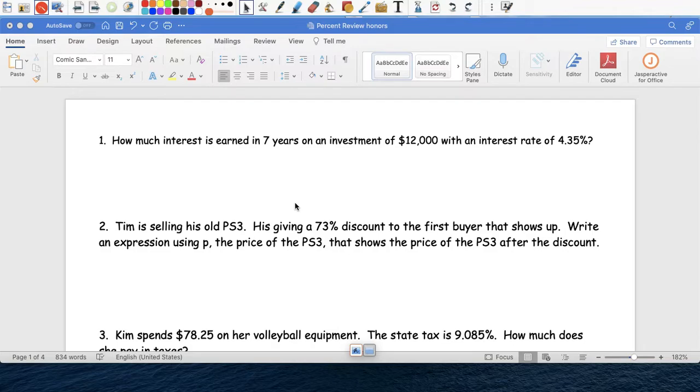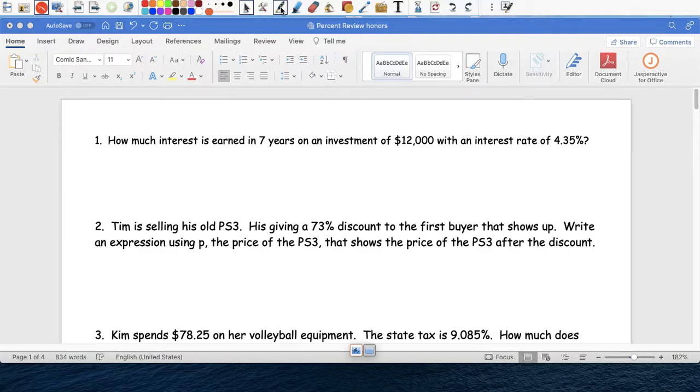How much interest does it earn 7 years on the investment? It doesn't tell you anything about compounding, so this is simple interest. Again, a lot of these questions are just a matter of plugging it in. So, what do we have here? 12,000 is our principal. The rate is 0.0435 and the time is 7 years.